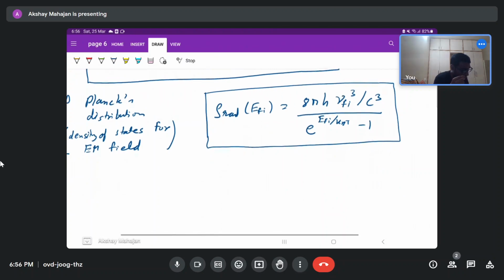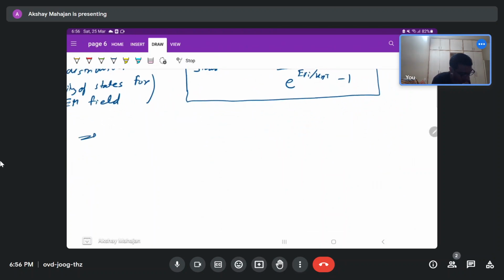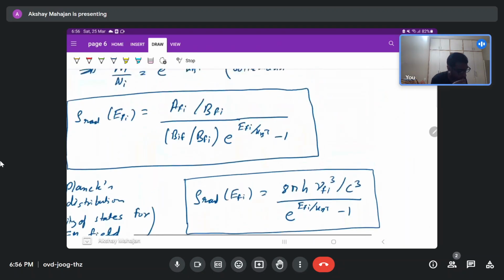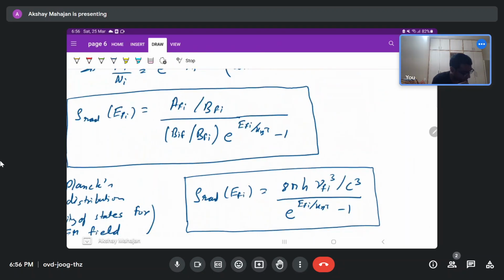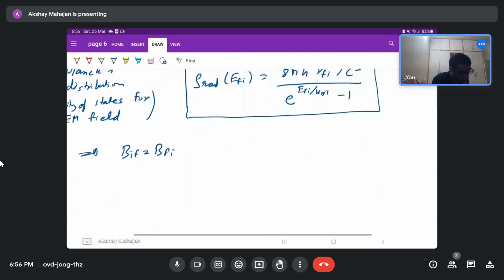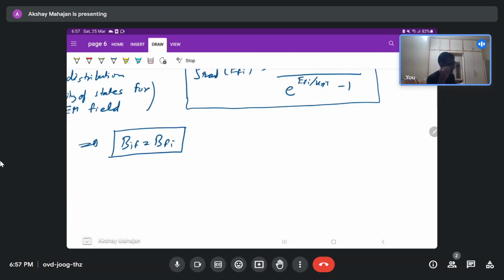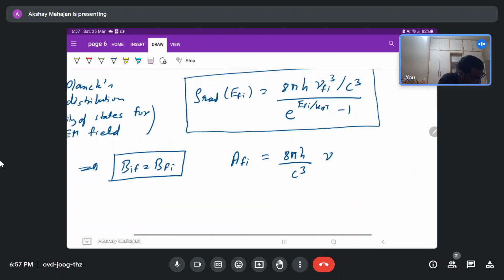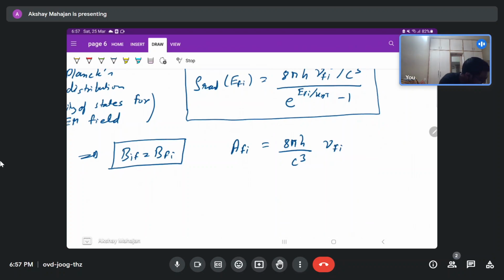By comparison we obtain that B_IF is equal to B_Fi, because you can see that there is 1 here, so B_IF has to be equal to B_Fi. And we obtain this relation, which is A_Fi equals 8 pi h divided by c cube, basically 8 pi h mu_Fi whole cube times B_Fi.